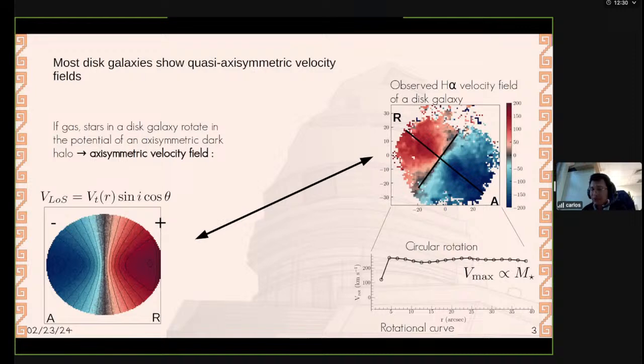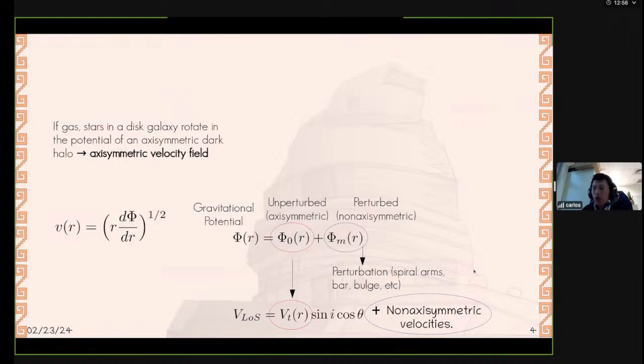In the case of circular rotation, we know pretty well more or less the range of the circular rotation in galaxies. For instance, we know that for the most massive galaxies, the maximum velocity goes up to around 350 kilometers per second, and for the less massive galaxies, it can be up to 50 kilometers per second. However, we don't know how the non-axisymmetric velocities behave in galaxies, because they can be quite complex.